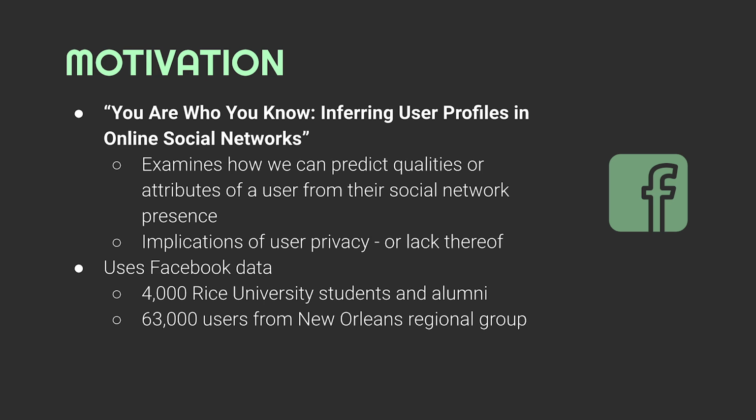This study examines how we can predict attributes of a user from their social network presence. More specifically, we can predict unspecified information about a user just by looking at their Facebook friends' available information. This has widespread implications about user privacy or lack thereof.